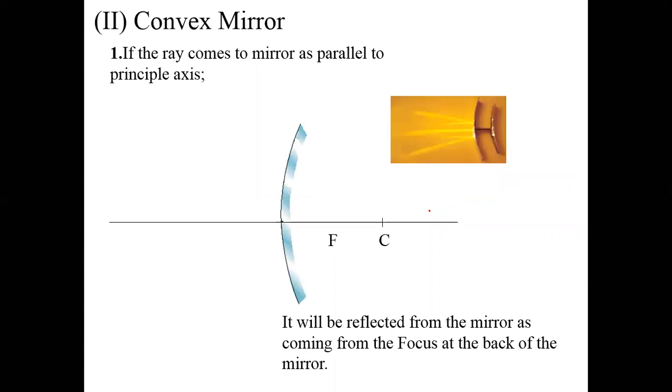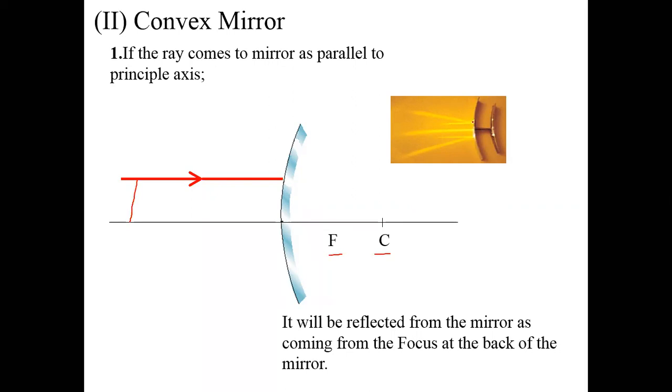What about the convex mirror? If the ray comes parallel to the axis, the convex mirror is here, and the object stands here. When you send the light ray, you're going to send it here, not here. The focus and center of curvature are located behind the mirror. As you see over here, this is a convex mirror.